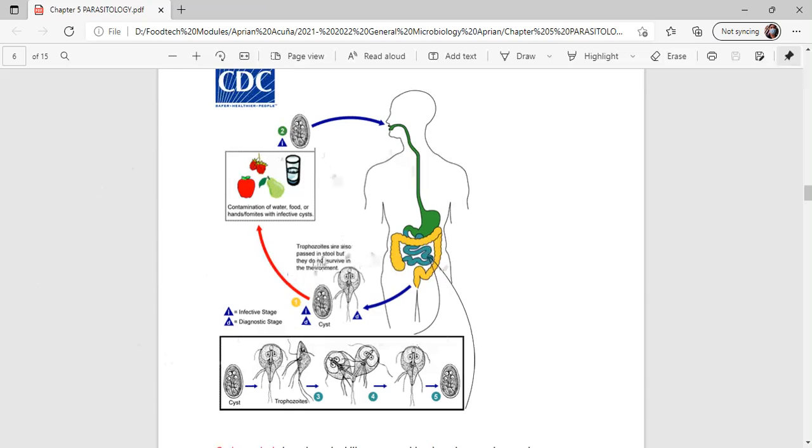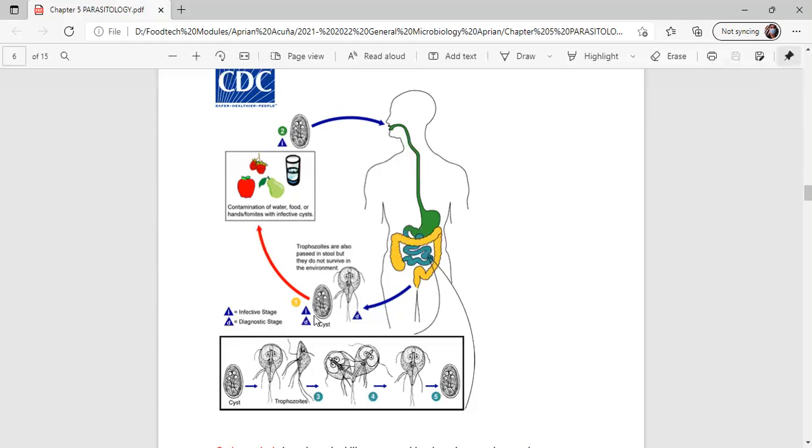life cycle. Okay, if start ka sa 1, it's a 1. The protozoa is also passed down in a stool, but they don't survive sa environment. You have here your D. Okay, this is your D. This is your diagnostic stage. Okay, the diagnostic stage is amo na ginatanaw ng medtech, okay, if may present siya sa stool.